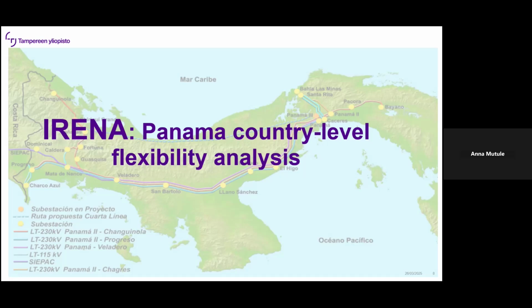IRENA supported a flexibility assessment for Panama. This study focused on understanding the country's ability to integrate higher shares of renewable energy while still maintaining reliability and system stability. Given Panama's unique geography and its central role in regional electricity trade, the flexibility needs and transmission infrastructure were carefully analyzed to support long-term planning and investment strategies.